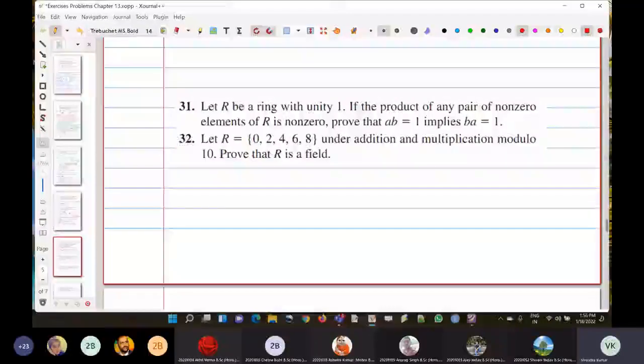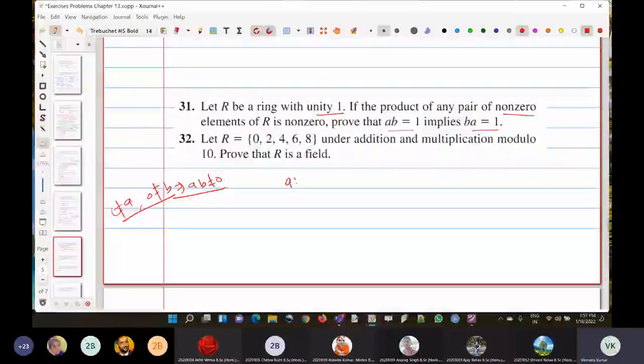Question number 31: R is a ring with unity. If the product of any pair of non-zero elements of R is non-zero, prove that AB equals 1 implies BA equals 1. So R is a ring with unity, the product of any pair of non-zero elements is non-zero. So A and B both are non-zero, and the product also is non-zero. We have to prove that if AB equals 1, then BA also equals 1.